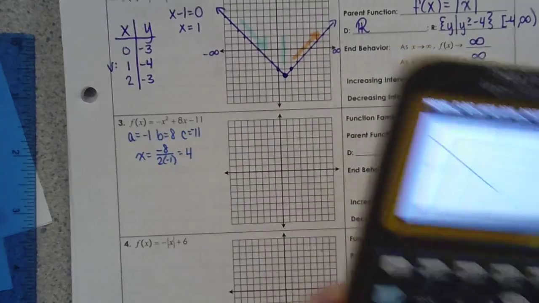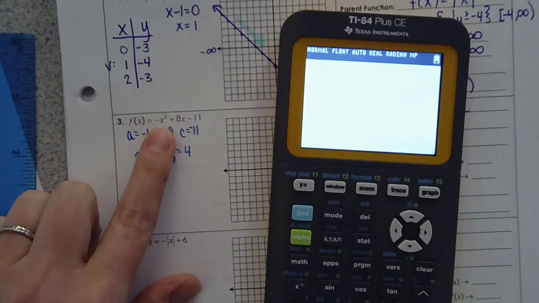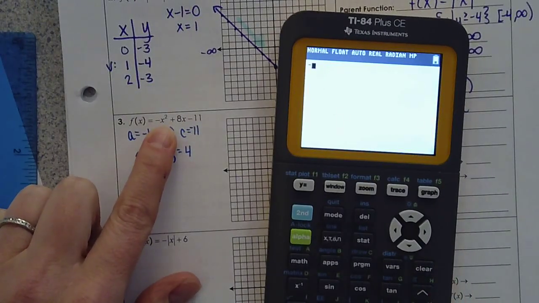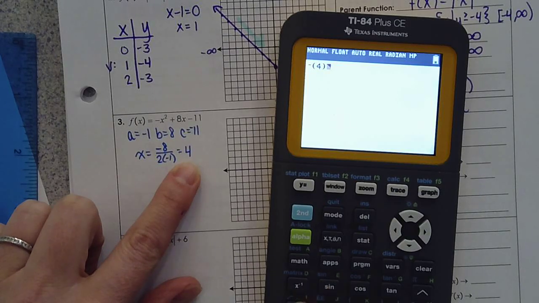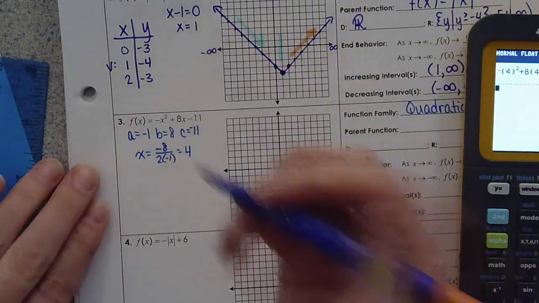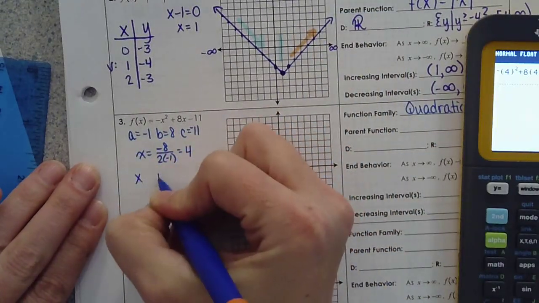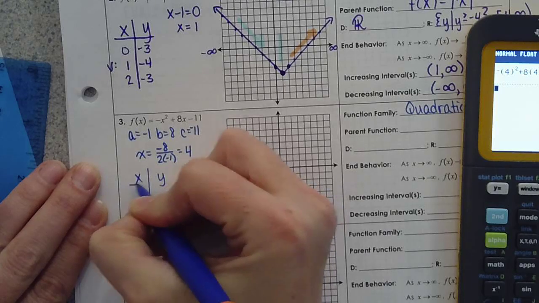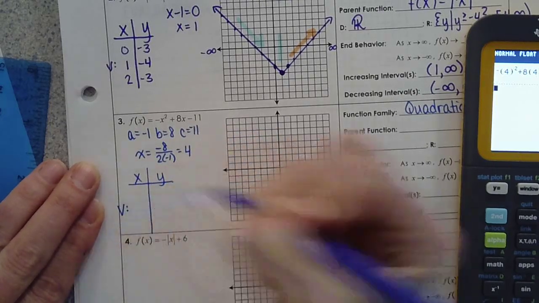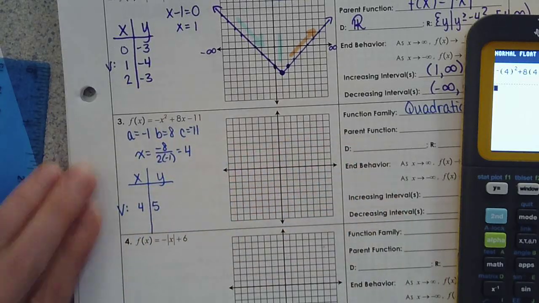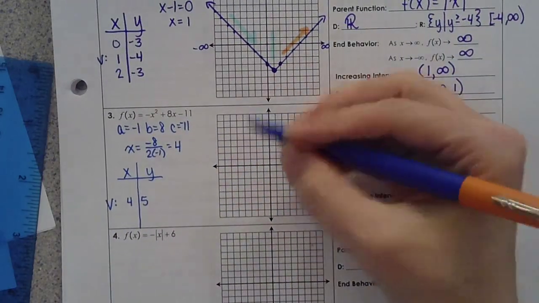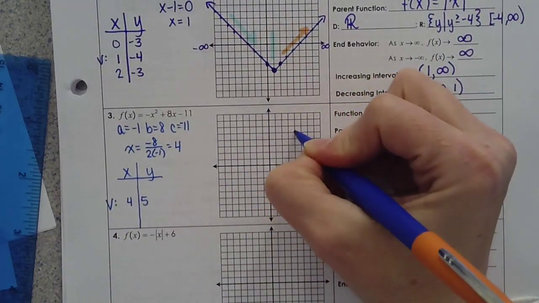So we're going to do negative 4 squared plus 8 times 4 minus 11, and I get 5. So my vertex, and I'm going to make a table here. I'm going to put my vertex in the middle. My vertex is going to be at 4, 5, and I'm going to plot that point, 4, 5.